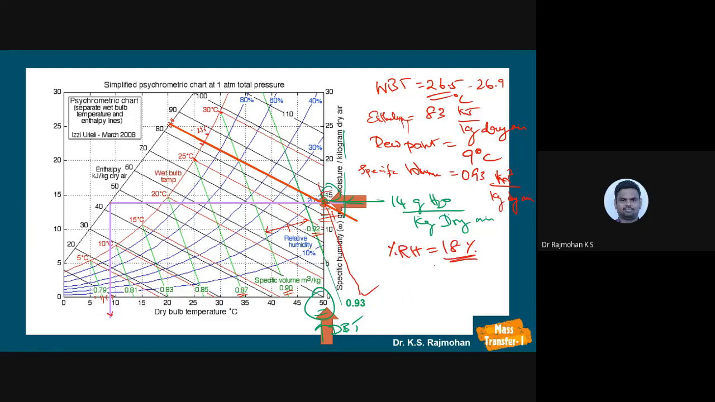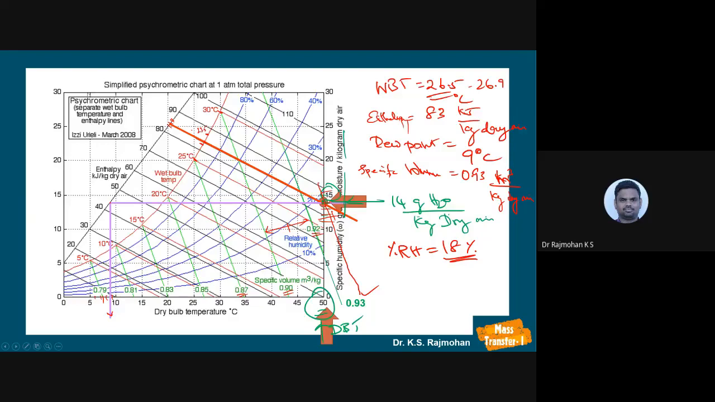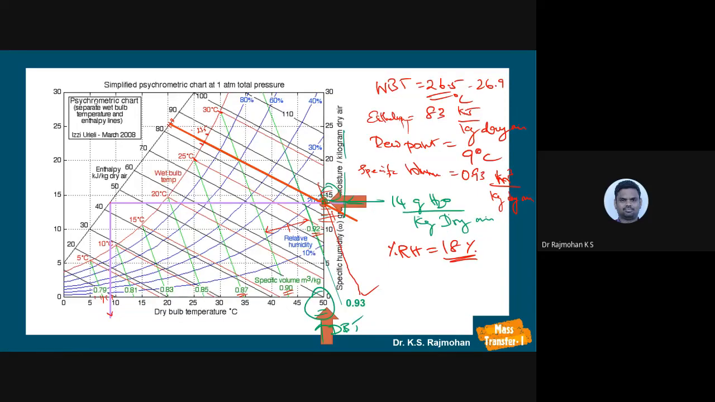Okay, so these are the parameters which we were able to get from the psychrometric chart. The remaining parameters we can determine using formulas. So how much did we get? Relative humidity is this much. Enthalpy we also got, around 83 kilojoules per kg dry air.